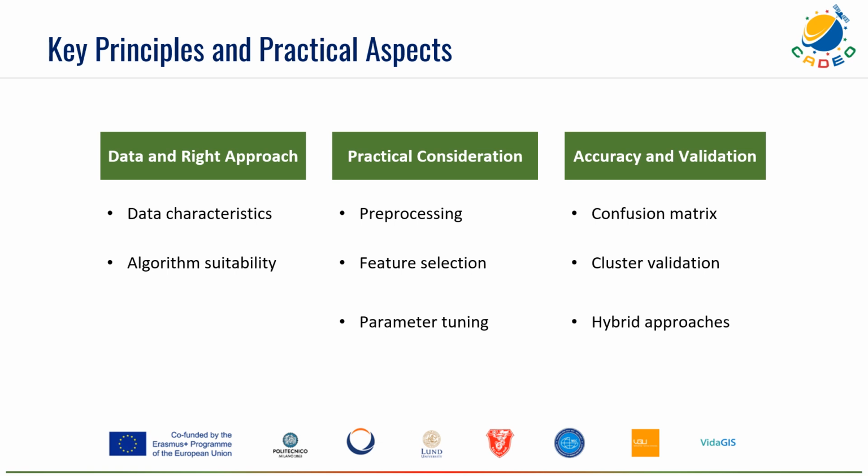And the last one, parameter tuning. Both methods often require parameter tuning. For example, in supervised classification, the parameters of a neural network or SVM need careful adjustment to avoid overfitting. In unsupervised classification, selecting an appropriate number of clusters in k-means or ISODATA can significantly impact results.